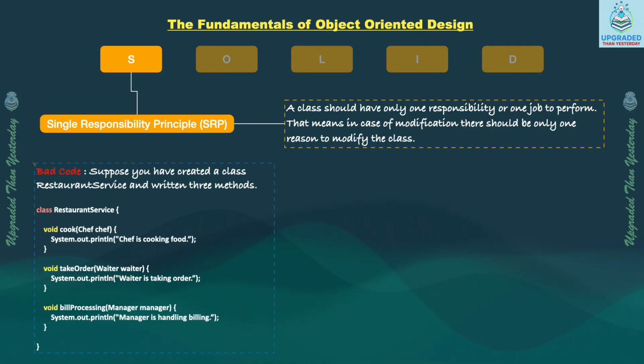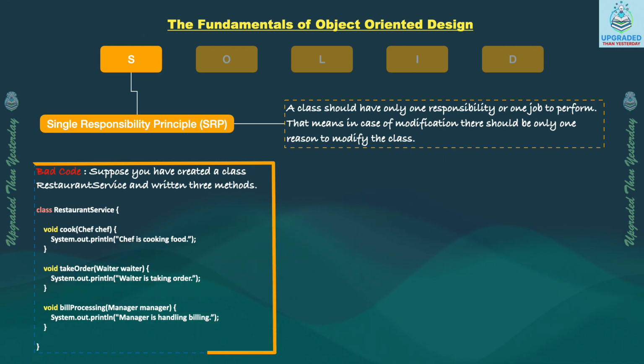Let's understand the single responsibility principle with a simple class, RestaurantService. Suppose the RestaurantService has three methods: takeOrder, cook, and billProcessing. Look at the left side example. What is the problem with the written code?